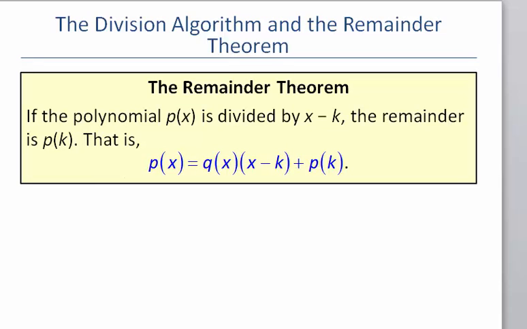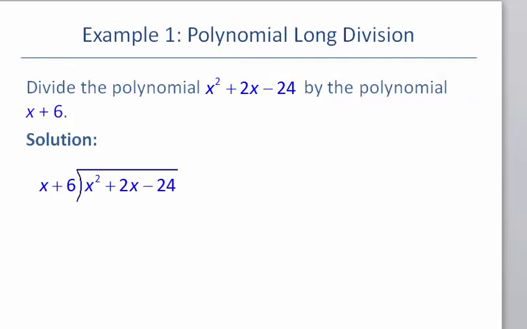All right, and the last statement that we have talks about what we call the remainder theorem, which says that if your polynomial is divided by x minus k, the remainder is p of k. All right, and again, that is just defining this part of the expression as the remainder. Okay, so let's begin by looking at an example. Divide the polynomial x squared plus 2x minus 24 by the polynomial x plus 6. And so we want to look at our procedure for how we're going to do this.